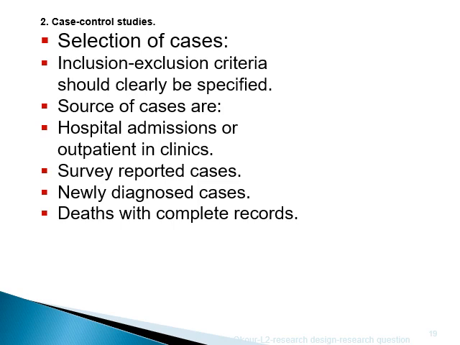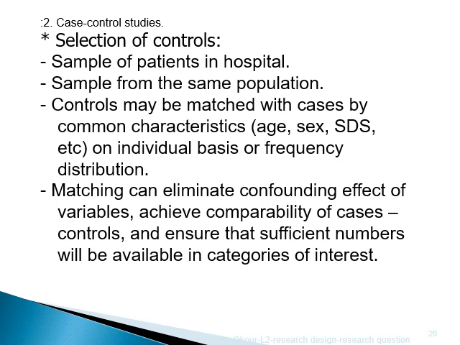Case control studies, how do we select cases? Inclusion and exclusion criteria, we should always be aware of them. The source of cases might be hospital admissions, outpatient clinics, survey reported cases, newly diagnosed cases, or deaths with complete records. Controls might be patients in hospital with different diagnoses, or who don't have the condition we are studying. They are a sample from the same population.